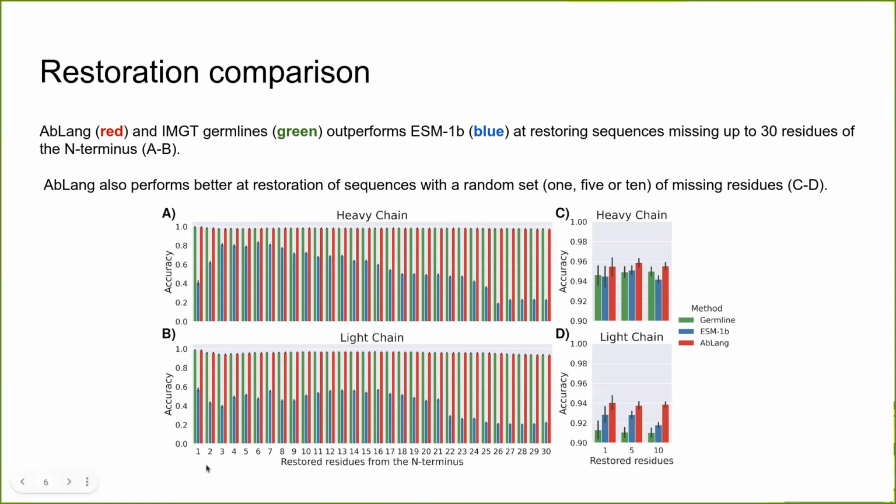If we first look at how they work at restoring up to 30 missing residues from the N-terminus, we can see how the general language model is struggling a lot, which is also expected, while AbLang and the germlines are doing comparably well. And if we look at just restoring a random set of 1 to 10 missing residues, we can see how AbLang is doing better. So this is really nice, but there is one thing to note. When it comes to restoring missing residues from the N-terminus, we usually don't actually know how many residues we're missing, which is something we assume with these three methods.